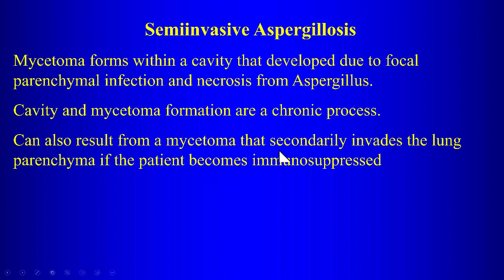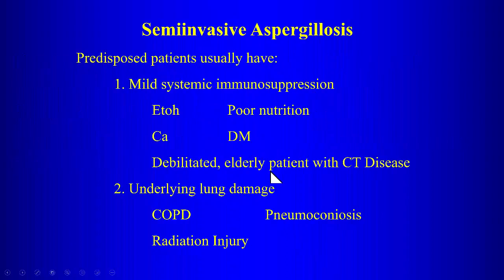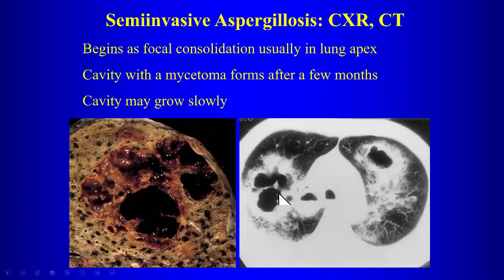Semi-invasive aspergillosis is similar to invasive aspergillosis, only it has a much longer protracted time course. So these patients tend to have more chronic underlying disease that makes them susceptible, like COPD or diabetes. It makes them susceptible to chronic infection with aspergillosis. So these are underlying conditions that might make the patient susceptible. They might also have underlying lung damage that might also make them susceptible to chronic infection with aspergillosis.